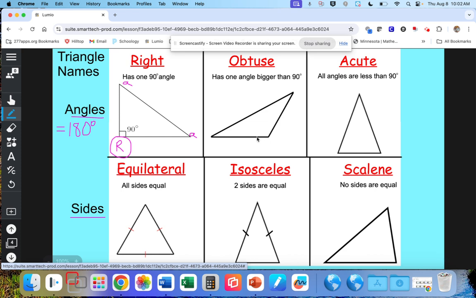The next one has this big angle in it, obtuse, which makes the other two acute because, again, if it's bigger than 90, let's say 100 degrees, we take that away from the 180, we're left with 80 degrees to split between the remaining two.